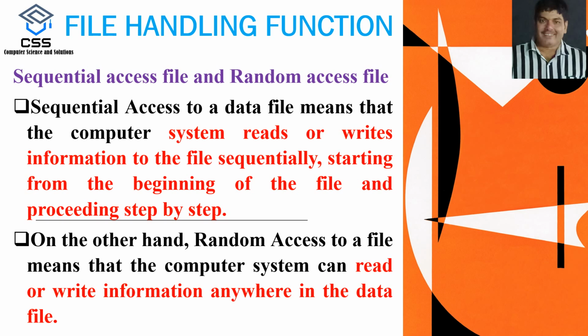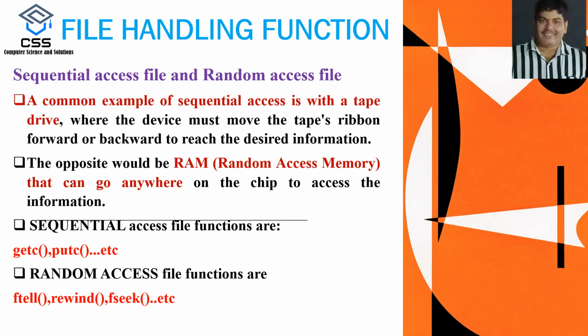Hence we have two types of access methods: one is sequential access and one is random access. Now it is clarified in detail. Sequential access to a data file means that the computer system reads or writes the information sequentially, starting from the beginning of the file and proceeding step by step. On the other hand, random access to a file means that the computer system can read or write the information anywhere in the data file, means not sequentially. By skipping something, we move directly to the other location.